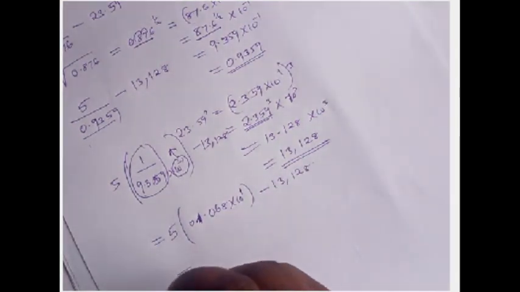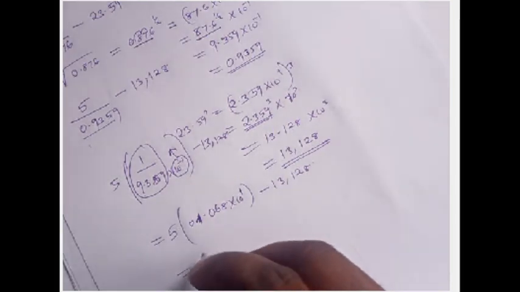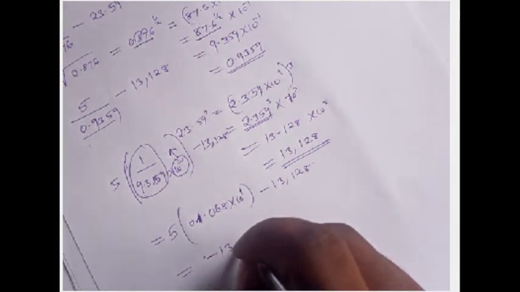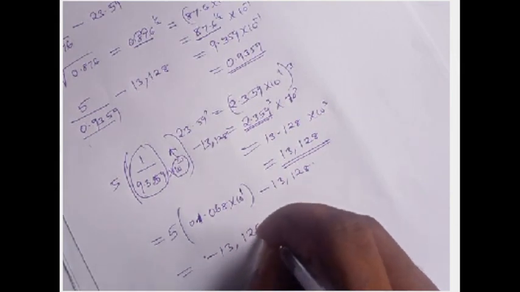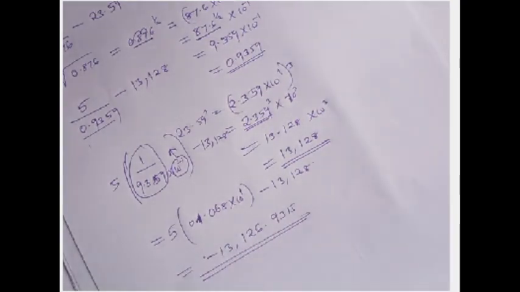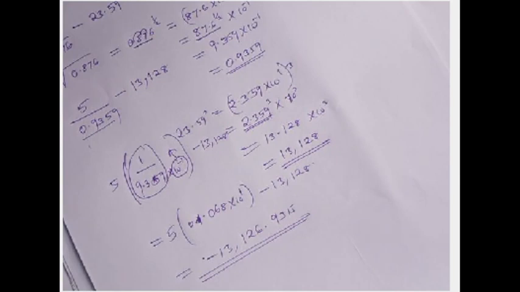13,128. This one gives us, if we work out properly and subtract, this one will give us negative 13,126.9315 as our final expression after evaluating. Then we have question 10.